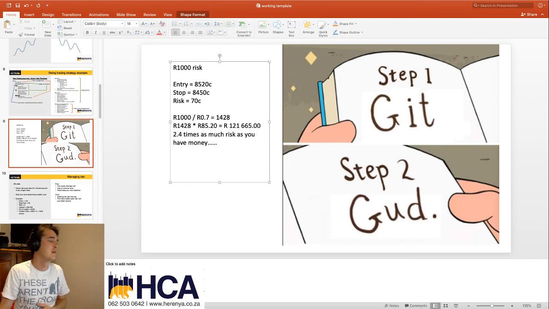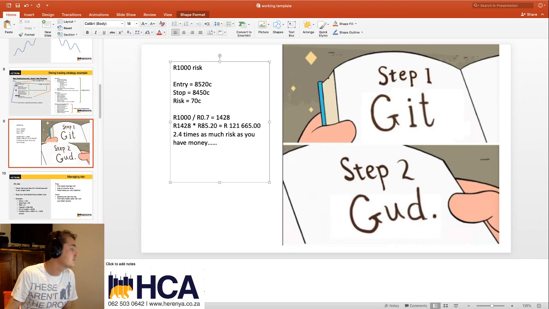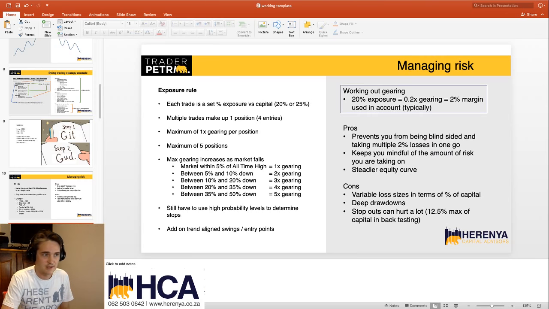Okay, no. All right. So what our exposure rule basically tells us is that we can't take more than a certain amount of gearing in certain phases of the market. So I'm going to switch this chart back to a daily.